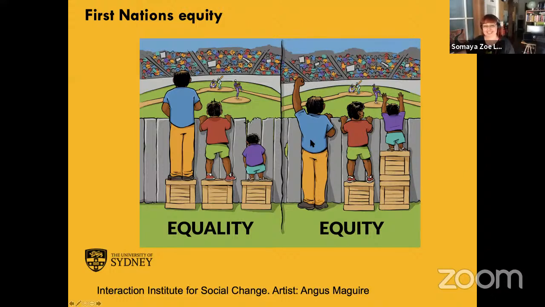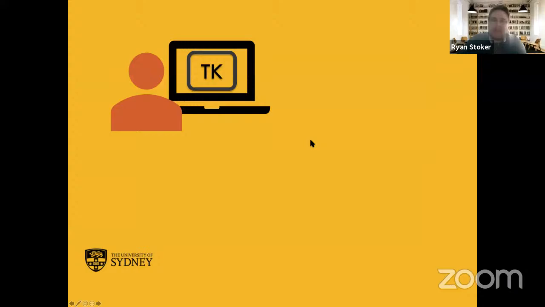Ryan. One of the things in the protocols, and one of the long-term goals, is to, as Samaya said, incorporate First Nations ways of thinking and cultural protocols and ways of doing within our day-to-day work. And for us, that's our digital preservation and digital access.